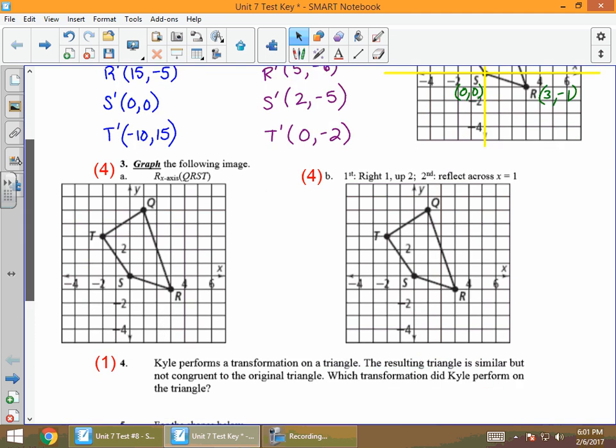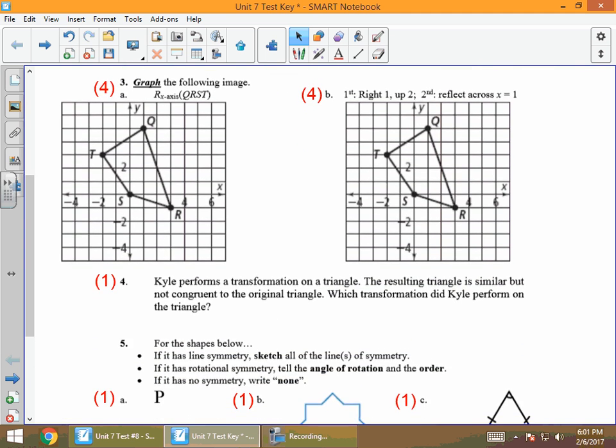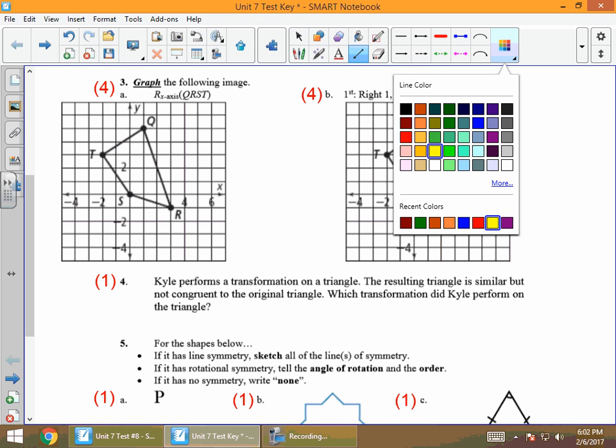All right, questions 3 and 4. They give you an image and they ask you to graph after the following either single transformation in number 3 or two transformations in number 4. So the first thing I'm going to do is take a look at number 3, and it says reflect over the x-axis. So I need to know which one is the x-axis. I'm going to go ahead and highlight that one. The x-axis is this line right here.